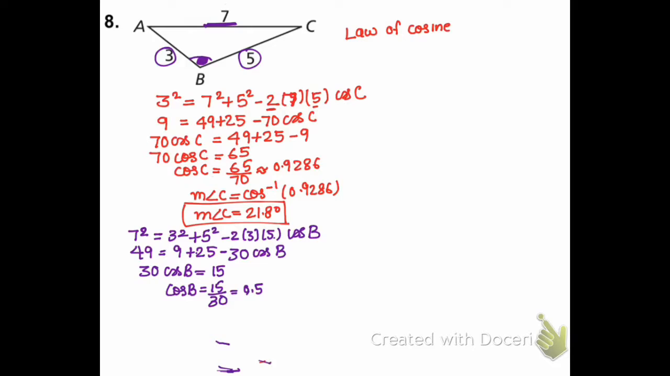There is some problem. Let me see. Yes, 30 and 49, so that's going to be negative 15 here. Sorry, that's negative 15. This is negative here, so that's turning negative. All right, so the measurement of angle B is what? Inverse cosine of negative 0.5, and the answer is going to be 120 degrees. That's the measurement of angle B.